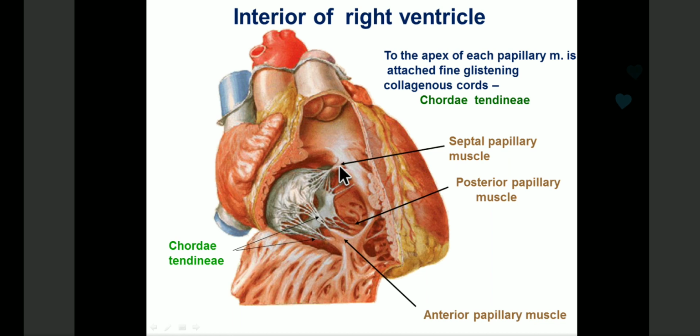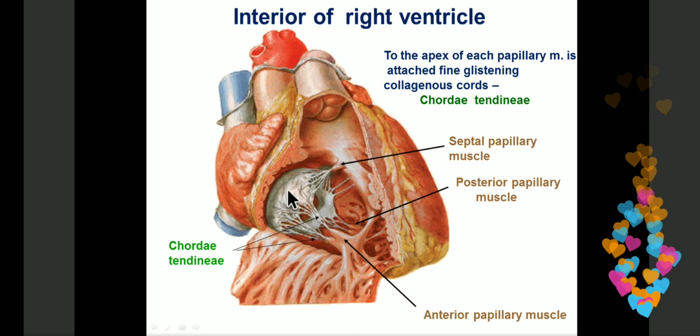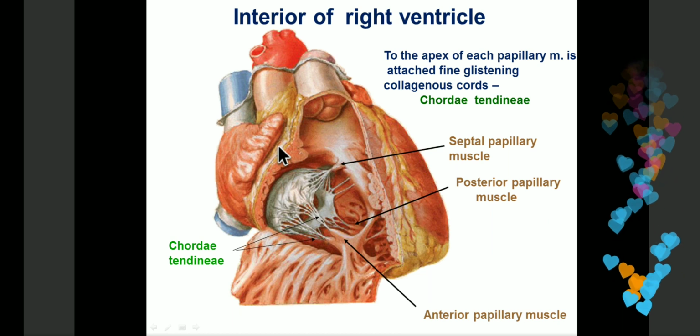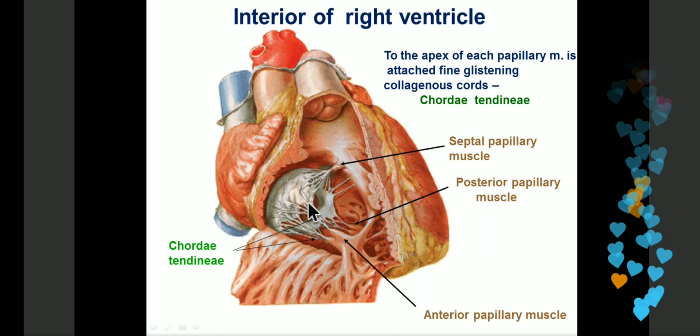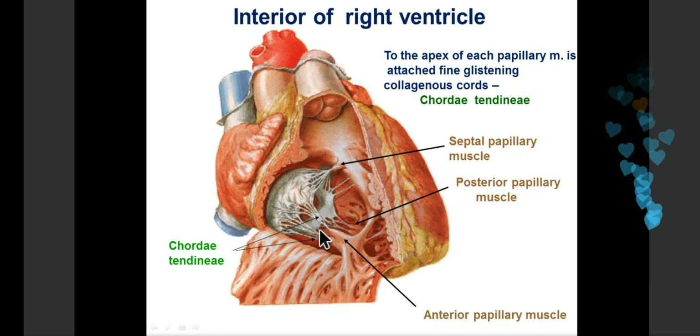So basically, the fibrous tissue is not contractile, but the muscle is. So contraction of these will help in opening of the tricuspid valve so that the blood from the right atrium reaches into the right ventricle.